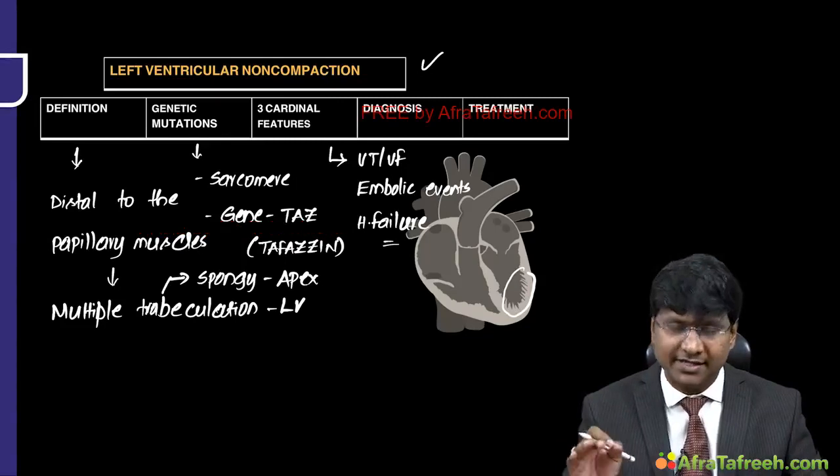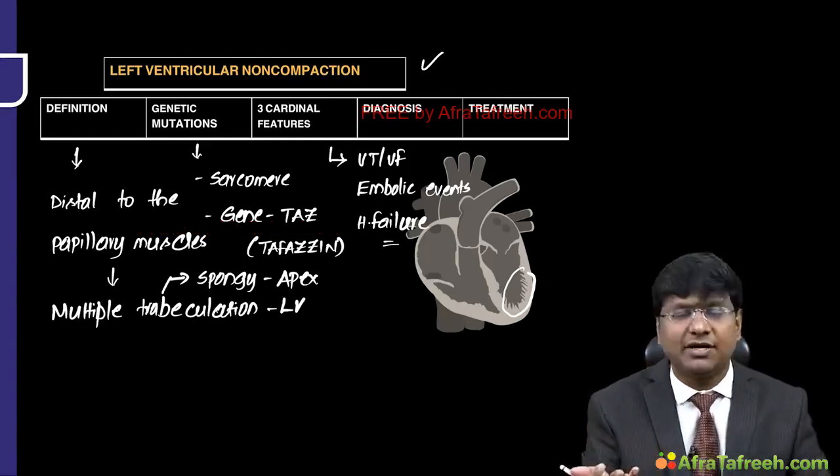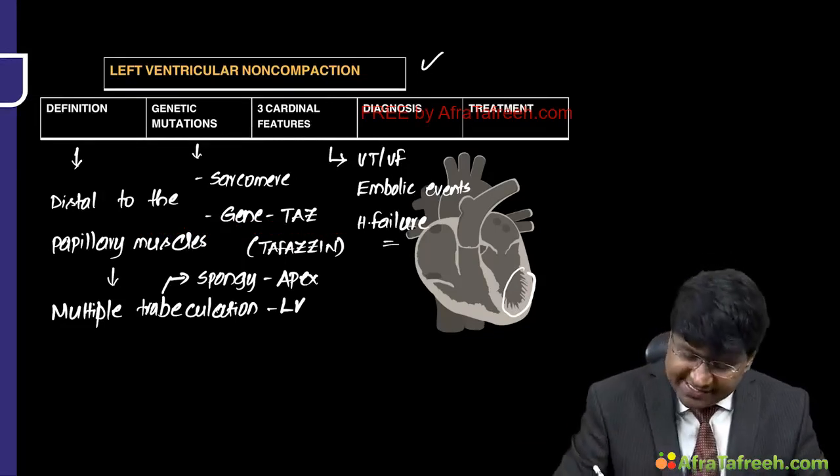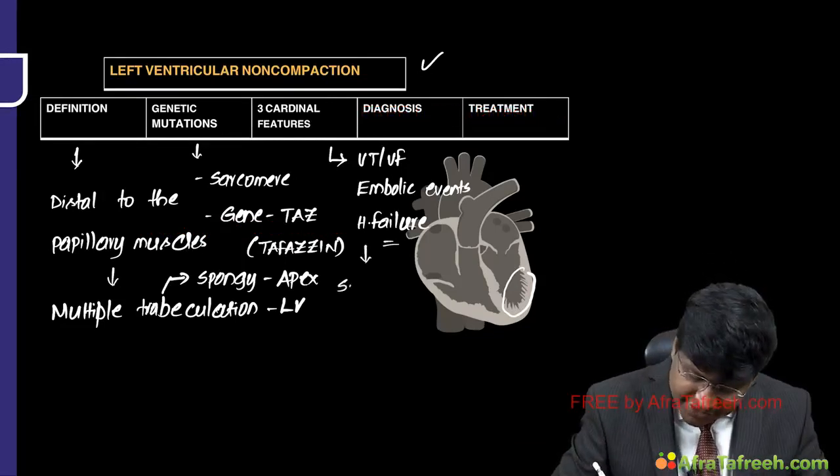Right, what is happening there? The normal myocardium is being replaced by the trabeculations. So thereby the LV apex is spongy and there is the systolic dysfunction which is happening within the apex.